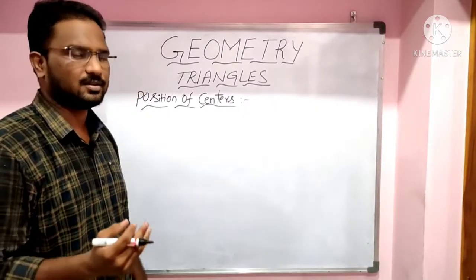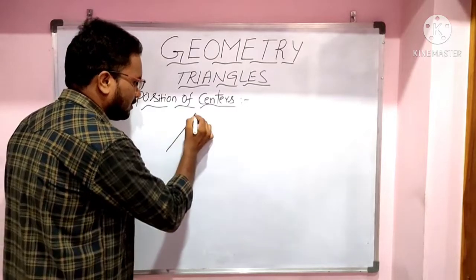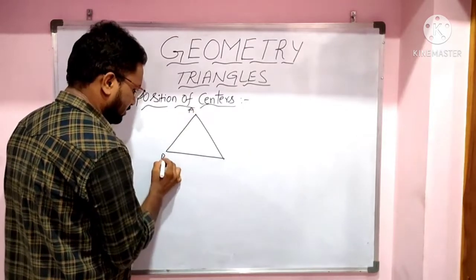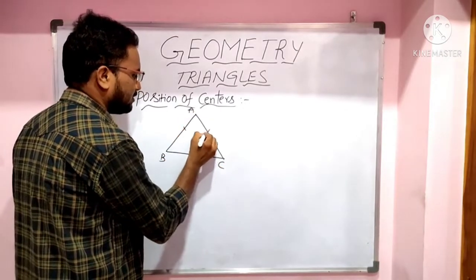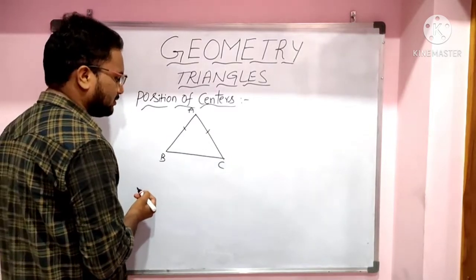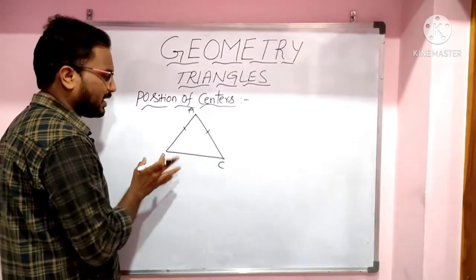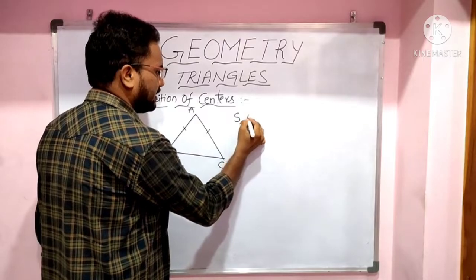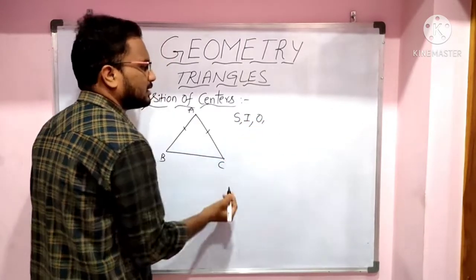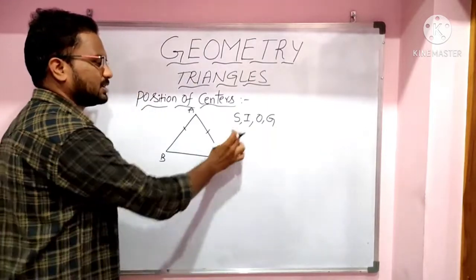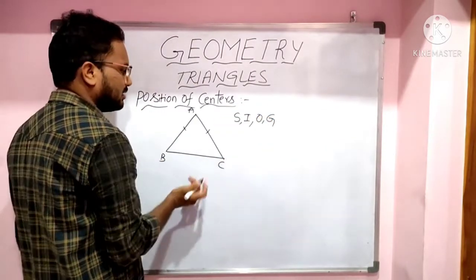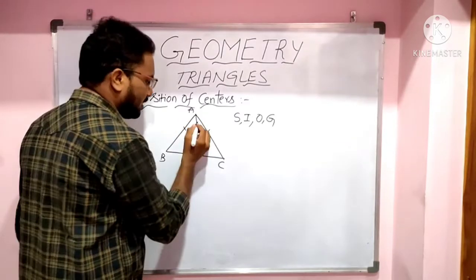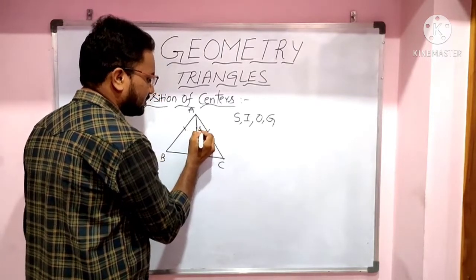Next one, the isosceles triangle. What is an isosceles triangle? In a triangle, if two sides are equal, let us say AB equals AC, then it is called an isosceles triangle. In an isosceles triangle, the circumcenter, incenter, orthocenter and centroid are all collinear. That means they all lie on the same line.